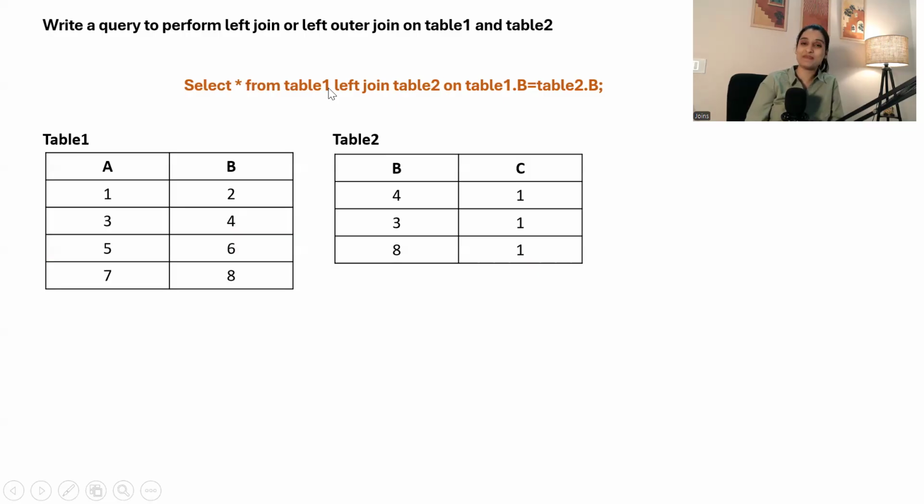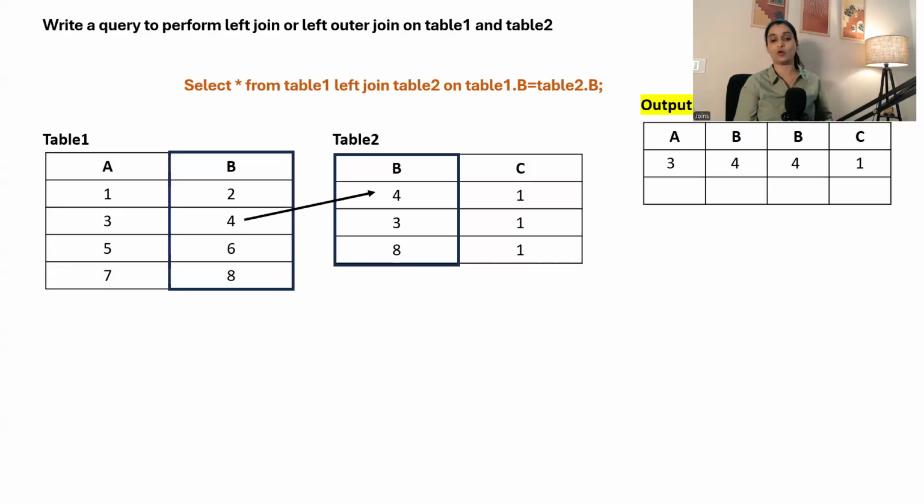Now what does it mean? Matching records means it will target the common columns first. As per the condition, table 1 dot B equal to table 2 dot B, so it will target the B column from table 1 and table 2. Now it will check, is 2 matching with 4? We have to check each value. Is 2 matching with 3? No. Is 2 matching with 8? No. Is 4 matching with 4? Yes. So this is a matching record, displayed in the output like this.